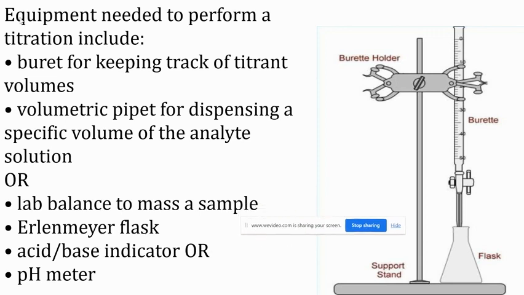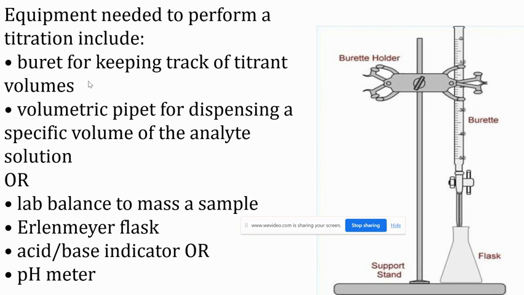When you are doing these, the equipment needed: a burette for keeping track of your titrant volumes. Oh, and by the way, if you ever have an option between using a burette to dispense a volume of something and a janky graduated cylinder, always go for the burette, because the burette is much more accurate. So always use the most precise piece of glassware you can for measuring. If they give you a listing between a beaker, a graduated cylinder, and a burette, what do you go with? Your burette. If they give you a burette or a volumetric pipette, go with the volumetric pipette, because the volumetric pipette is even more accurate than this.